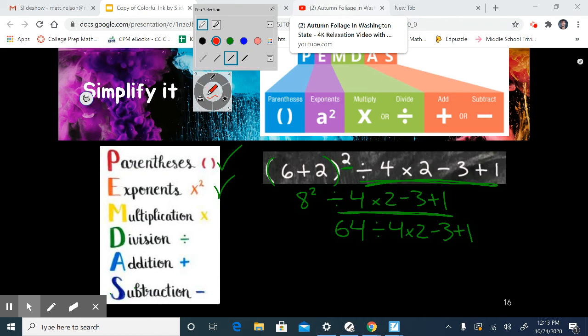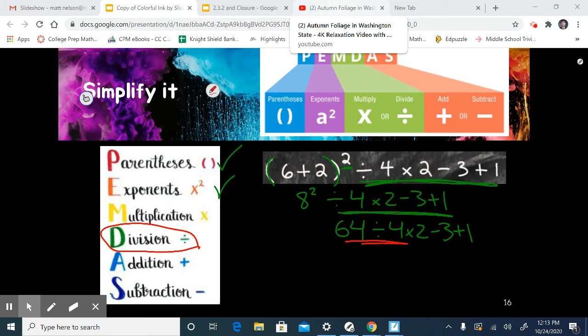I'll do this in red. So let's see, which one comes first? Division comes first, actually. And so if we do 64 divided by 4, well, if we do 40 divided by 4, that's 10. And then there's 24 left over. That divided by 4 is 6. So 10 plus 6, that gives us 16. And then we rewrite everything as it is.